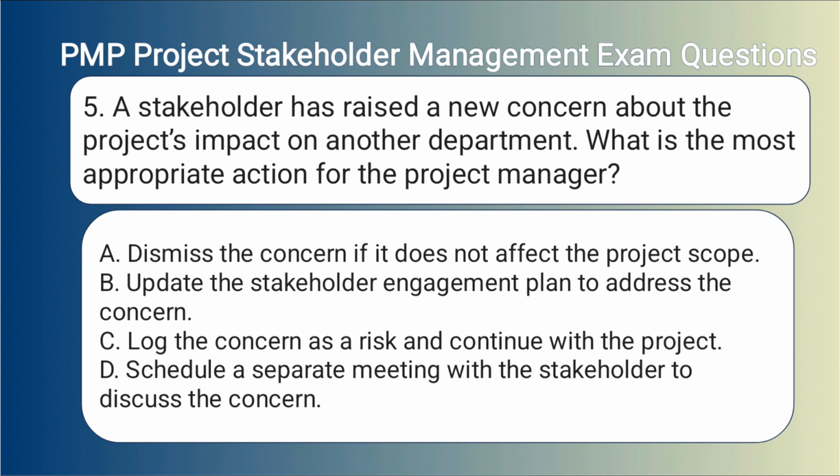5. A stakeholder has raised a new concern about the project's impact on another department. What is the most appropriate action for the project manager? A. Dismiss the concern if it does not affect the project scope. B. Update the stakeholder engagement plan to address the concern. C. Log the concern as a risk and continue with the project. D. Schedule a separate meeting with the stakeholder to discuss the concern.